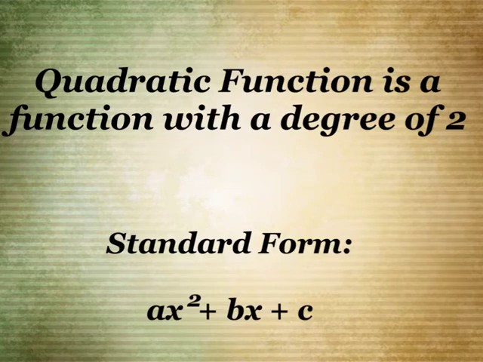Just like when we had equations of the line, quadratic functions can be written differently. So you always know it's quadratic when the degree of the expression or the equation is a 2. So when the variable's highest exponent is 2.